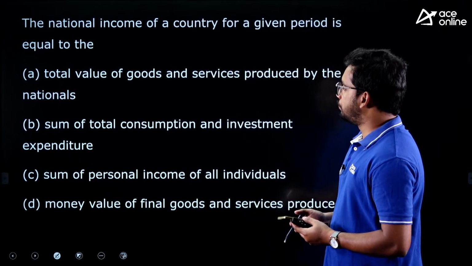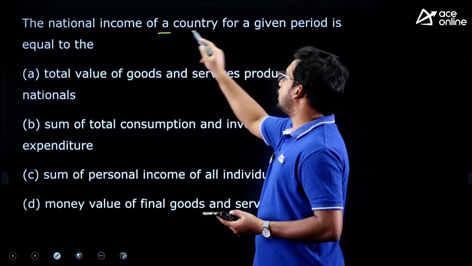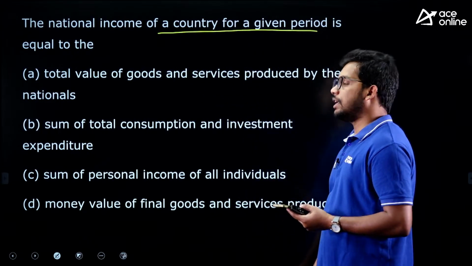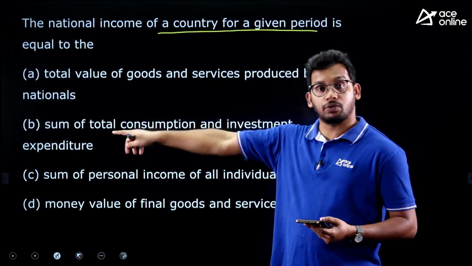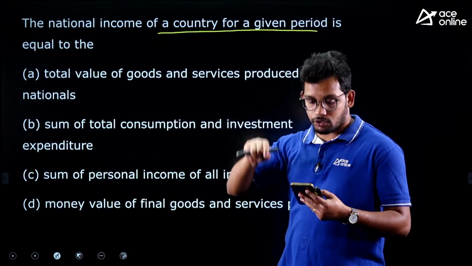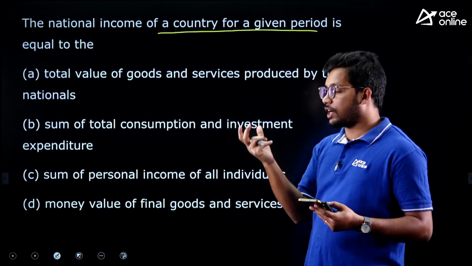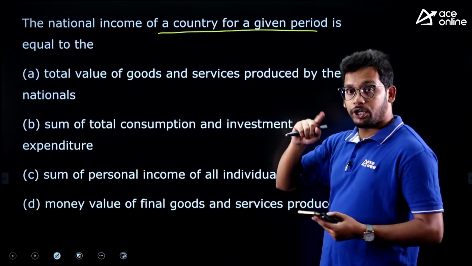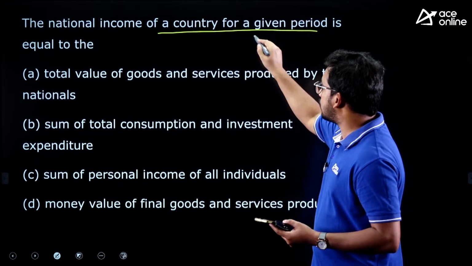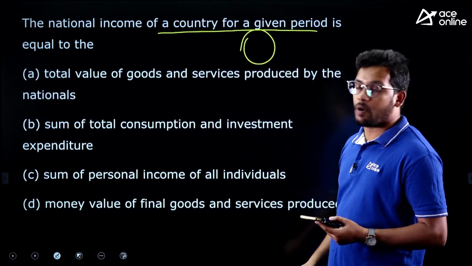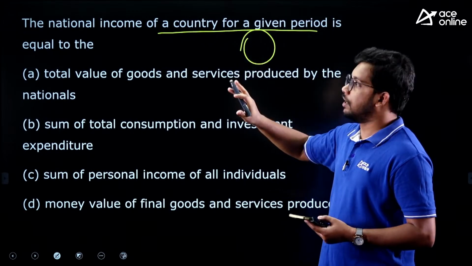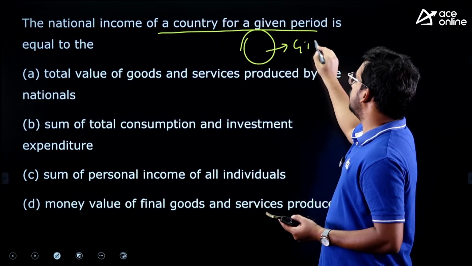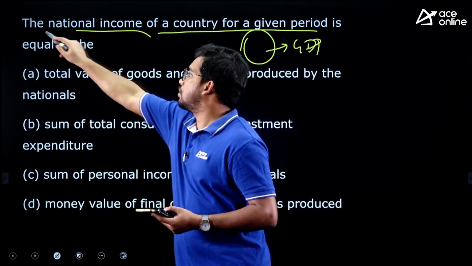Next one, the national income of a country for a given period is. So if you solve the first question, we have solved this one. If you understand the GDP correctly, then this is a very easy question. GDP means the total amount we have added in the country in 1 year. This GDP is also called the national income.